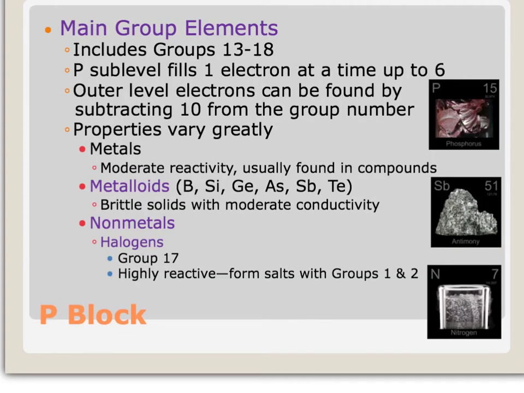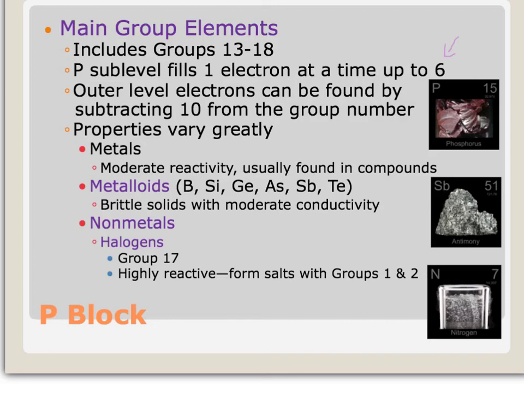Okay, so now we're going to talk about the P block. We're over on the right-hand side of the table, and we're looking at elements groups 13 through 18, where the P sublevel fills up 1 electron at a time for a maximum of 6. When we get up to 6 electrons, we have reached the noble gases, and that's the far right-hand side of the periodic table. The outer level electrons can be found by subtracting 10 from the group number. So if you take 10 from group 13, all of the elements in group 13 have 3 outer electrons. 10 from group 14, they all have 4 outer electrons, etc.